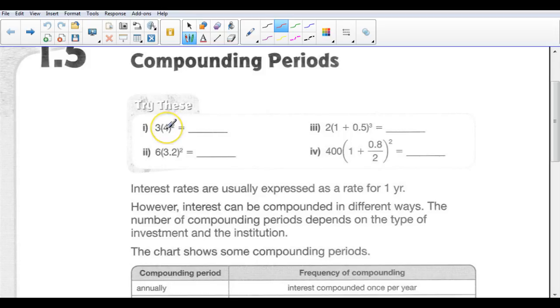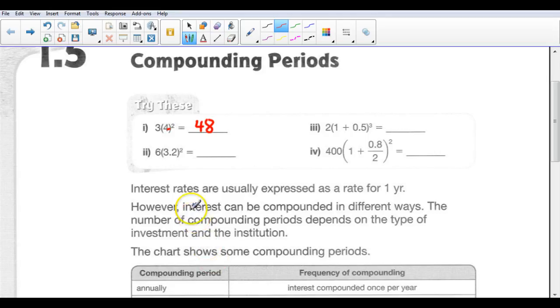You have to take the 4, which is in brackets, then you have to do the exponents. You have to square that, so 4 squared, 4 times 4 is 16, and then multiply it by 3. So instead of being 144, we do 4 squared first, which is 16, and multiply it by 3, and we get an answer of 48. So you can see order of operations is very, very important.